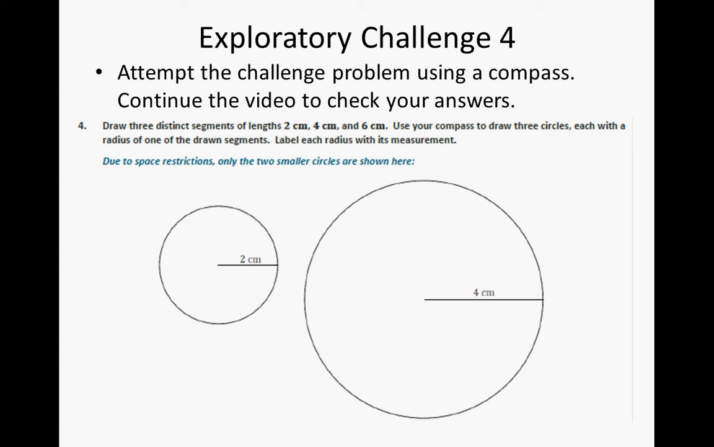Use your compass to draw 3 circles, each with a radius of one of the drawn segments. Label each radius with its measurement. So here is the circle for 2 centimeters, here is the circle for 4 centimeters, and they weren't able to give us an example of 6 centimeters because there's not enough room. But you should get the idea.